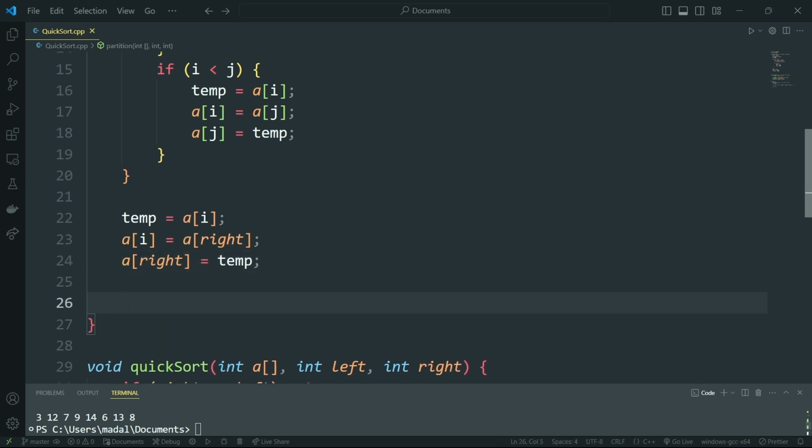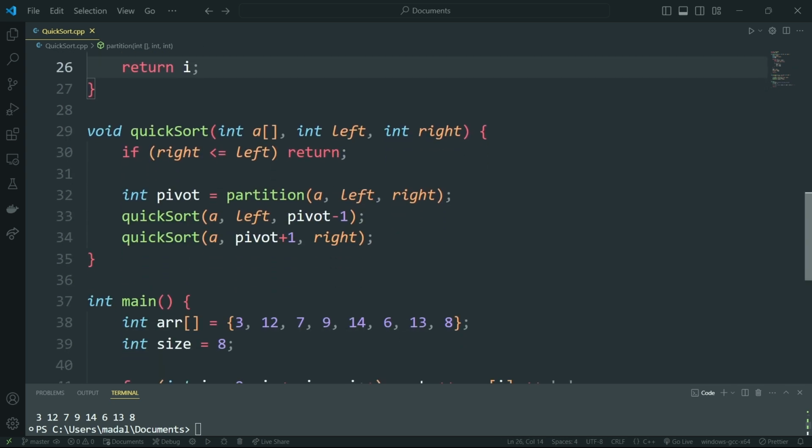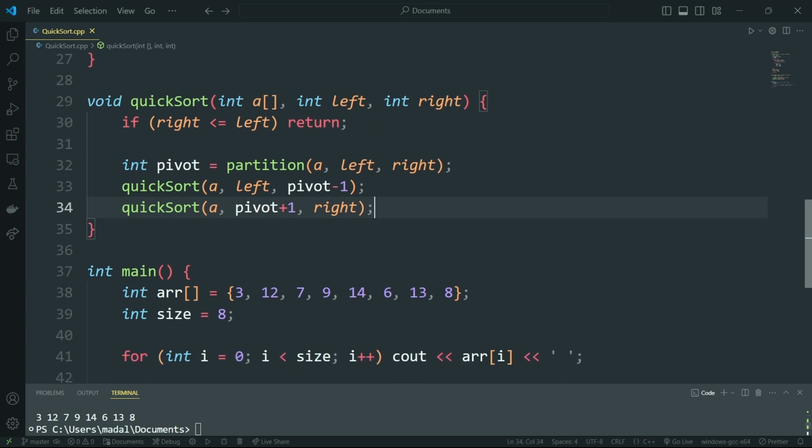Now, as I said, the partition function is going to return the new position of our pivot, so all we need to do is return I. Then we're going to go back down to our quicksort function, and we're going to apply this algorithm to the left side of our array, or to the left side of our pivot, and to the right side of our pivot. And that is basically all that we need for our quicksort function.